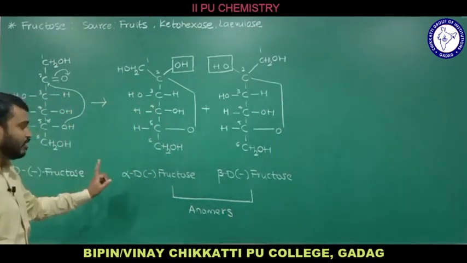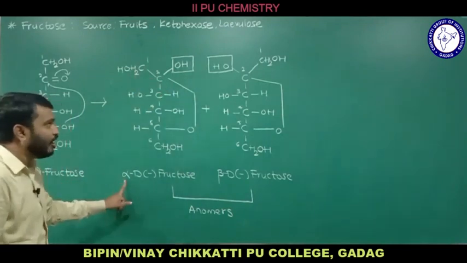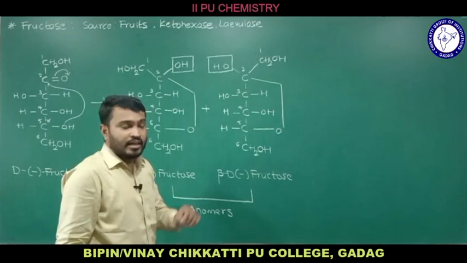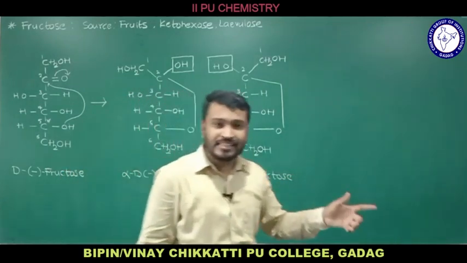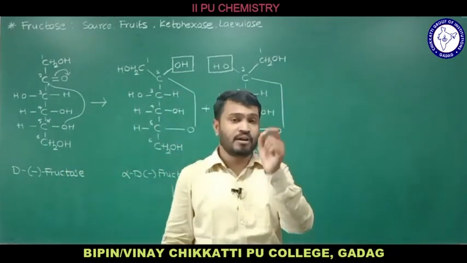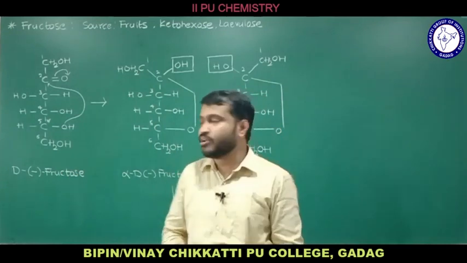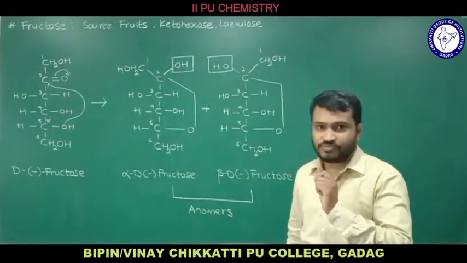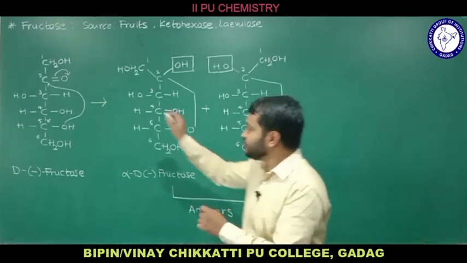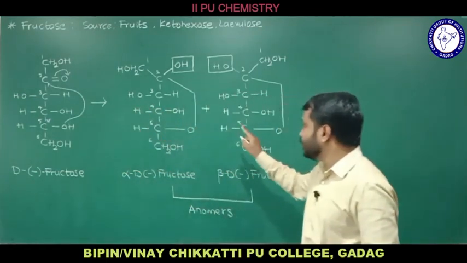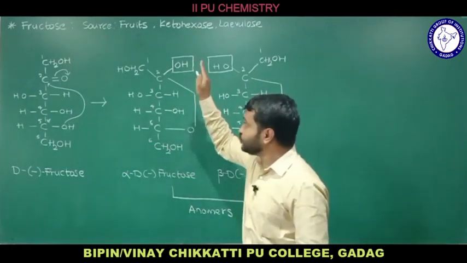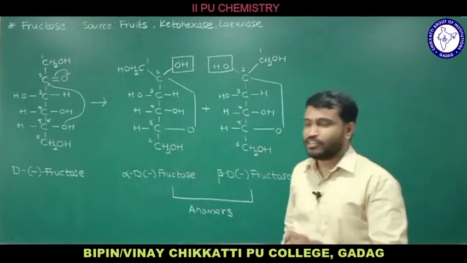On the anomeric carbon, OH is on the right side, alpha. On the anomeric carbon, OH is on the left side, beta. In glucose, carbon number 1 is the anomeric carbon. In fructose, carbon number 2 is the anomeric carbon. So on the anomeric carbon, the configuration is going to change. That is how the open chain structure is converted into the cyclic structure. In fructose, carbon number 2 is the only anomeric carbon. Why? If you just see here.